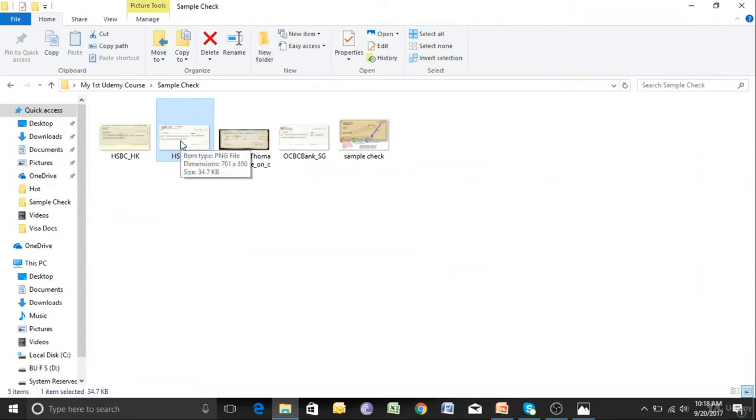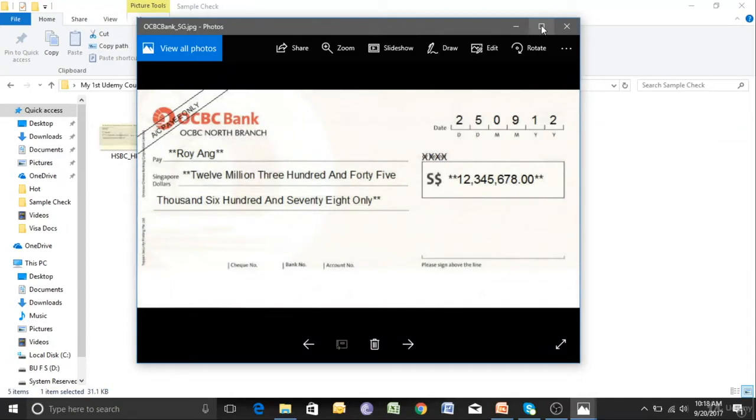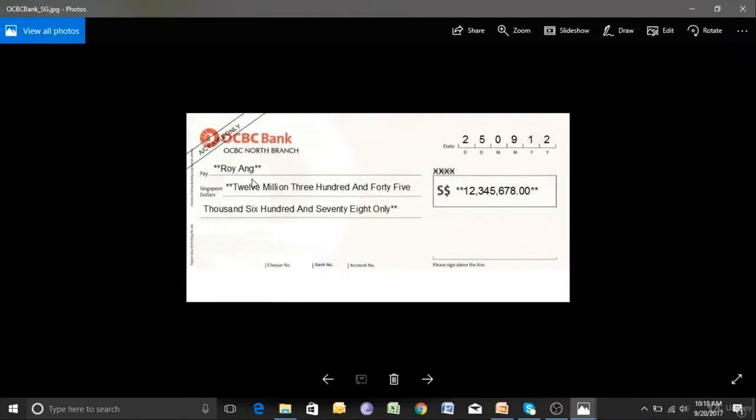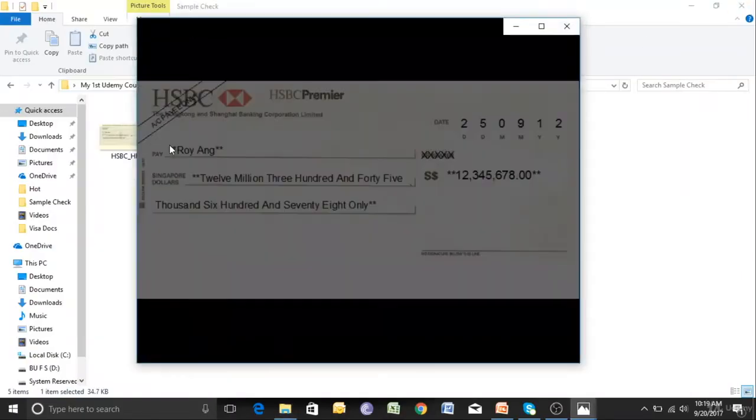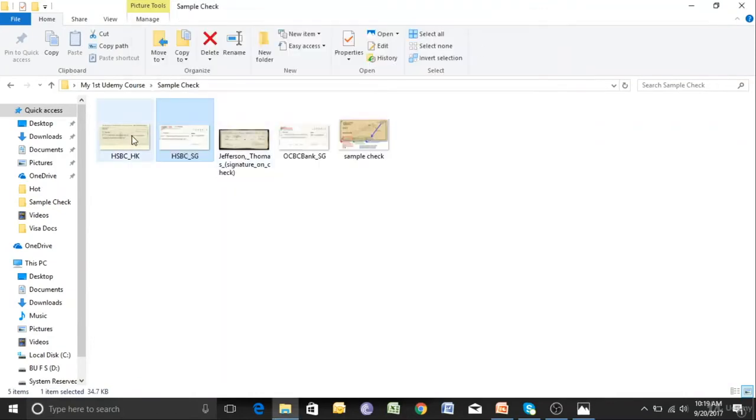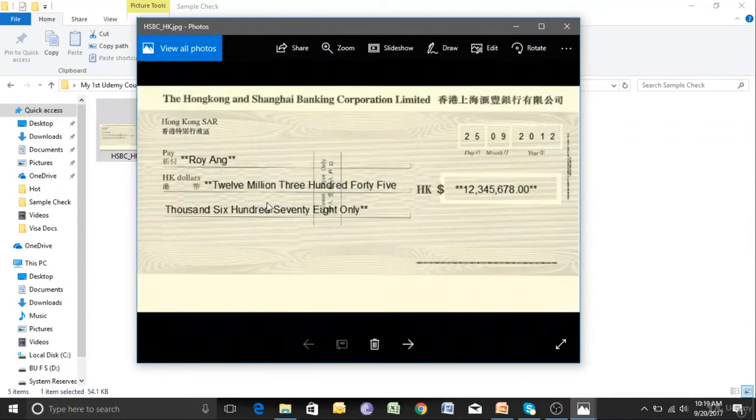Let me just explain it to you here again. See, this check is payable to Mr. Roy Ang. So it has to be paid to Mr. Roy Ang only. You cannot pay this to Mr. Michael. This check is specifically for Mr. Roy. And here, let me just show you another slide just to explain. Yeah, all of these checks are payable to Mr. Roy and he's a lucky guy.